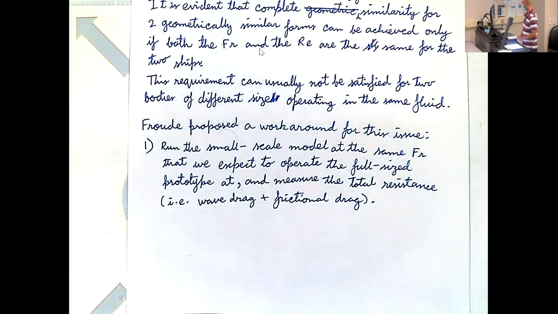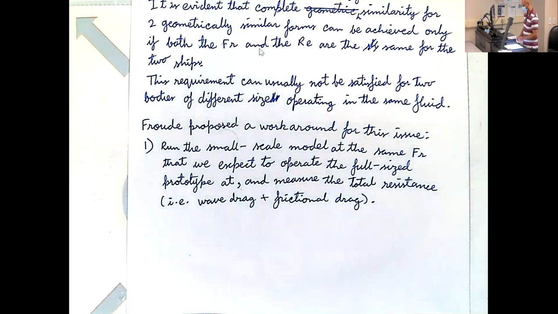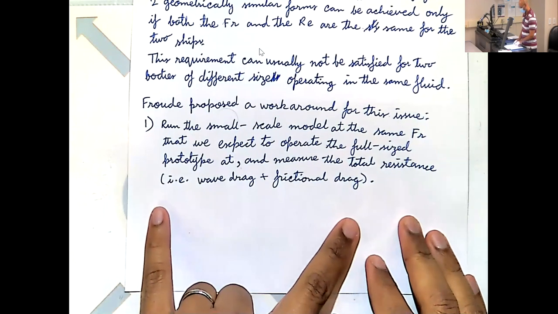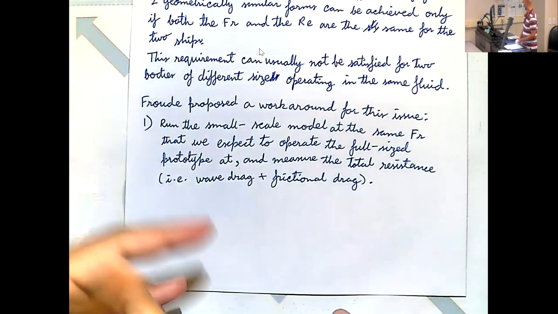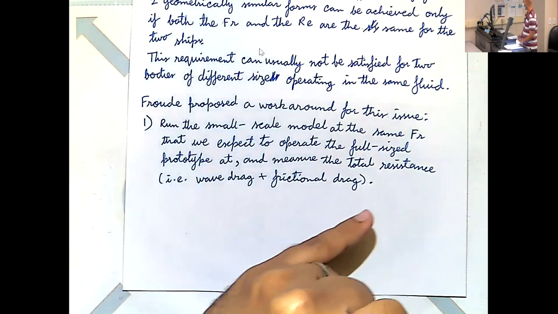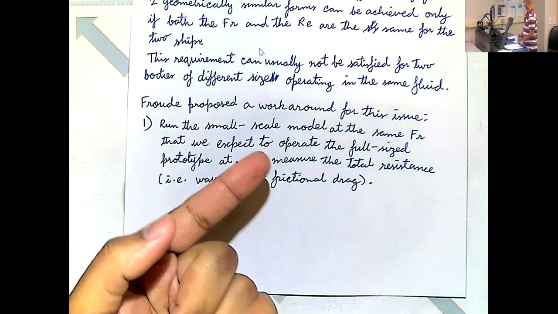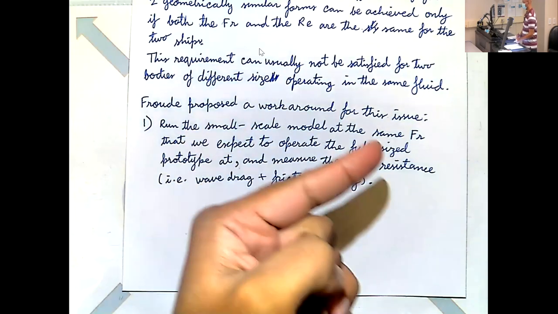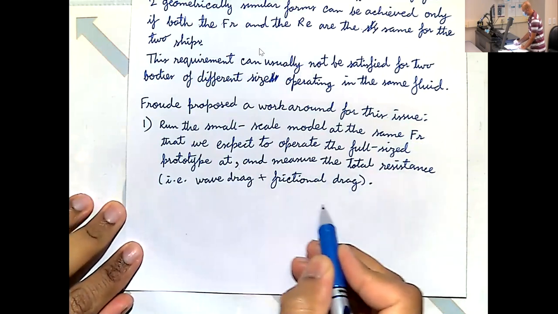So that's the problem with doing these towing tank tests. And that's what Froude tried to address. So that's the first step. You run the towing tank and you measure the combination. We want wave drag only, but we cannot get it from the force sensors. We get the combination, okay? The next step is, you get an estimate for the frictional drag.